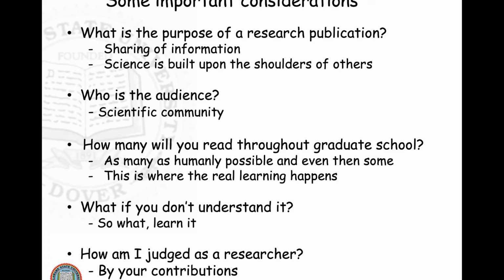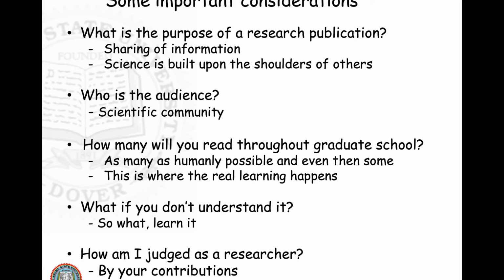So the purpose of a research publication is about the sharing of information. You're trying to share that nugget of information that you've discovered as a result of performing your experiments. And so science is built upon the shoulders of others. Certainly, the experiments that you do as a researcher are built upon experiments that someone else has done. And then someone else will come along, take your results, and build upon that. And that's how science proceeds from generation to generation.